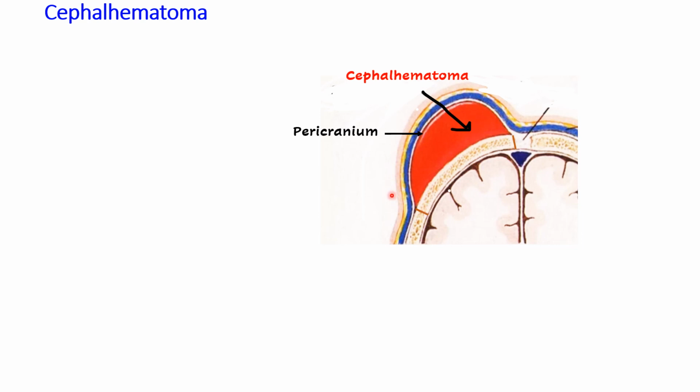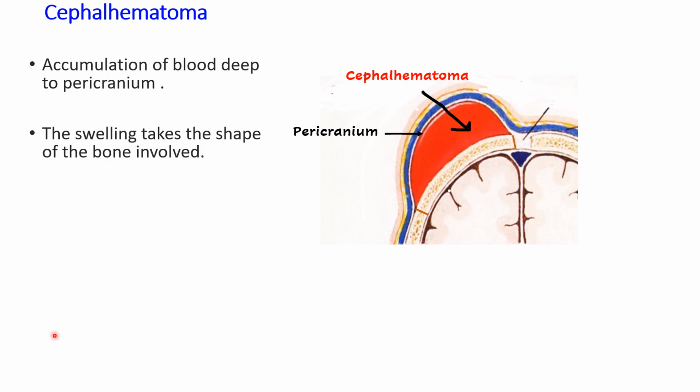So now this cephalhematoma is the hematoma which is formed between the pericranium and the outer surface of the skull bone. Now this is going to take the shape of the bone itself, and most of the time it involves the parietal bone. So this hematoma will be taking the shape of the parietal bone. So why does this happen here? So what exactly is cephalhematoma? It is accumulation of blood deep to the pericranium. The swelling takes the shape of the bone involved.